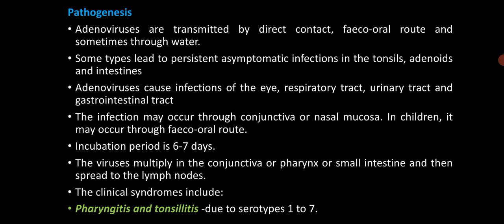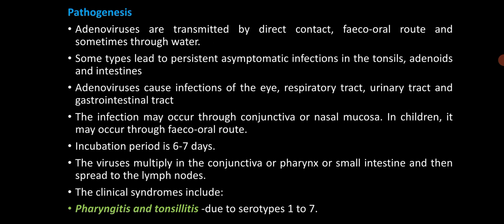The adenoviruses cause infection of the eye, respiratory tract, urinary tract, and the gastrointestinal tract. These regions can be infected with adenoviruses. The infections may occur through conjunctiva or nasal mucosa. Conjunctiva is the layer over the eye. Through this, organisms may enter. Nasal mucosa is the mucosal layer which surrounds the nasal region.